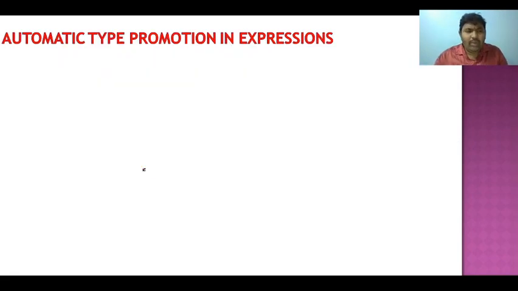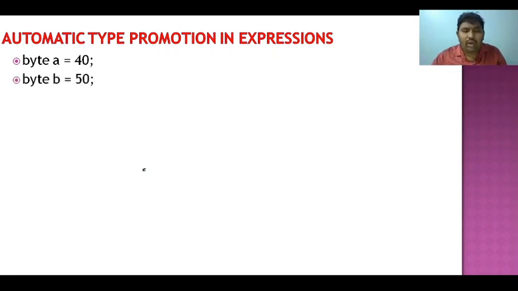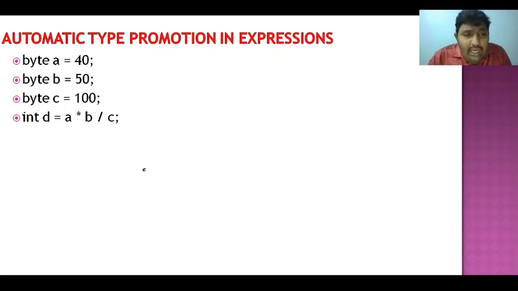So let's welcome to the next topic, that is automatic type promotion in expression. Byte A is equal to 40, byte B is equal to 50, and byte C is equal to 100. Now if I write int D is equal to A into B by C, what is going to happen? Here A is byte, B is byte, and C is byte.